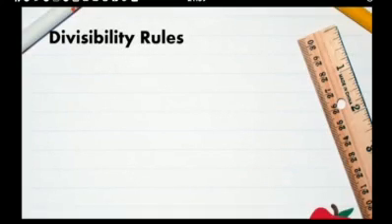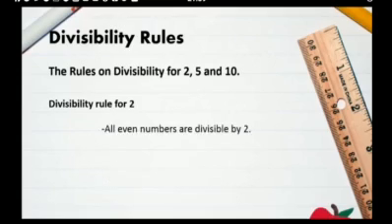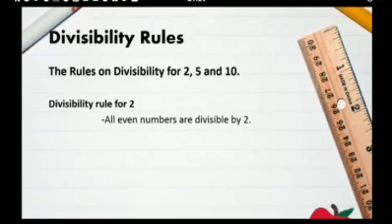Alright, so may we go now to the divisibility rules for 2, 5, and 10. The divisibility rule for 2: all even numbers are divisible by 2. What are the even numbers? They are 2, 4, 6, 8, including 0 as the ending number.